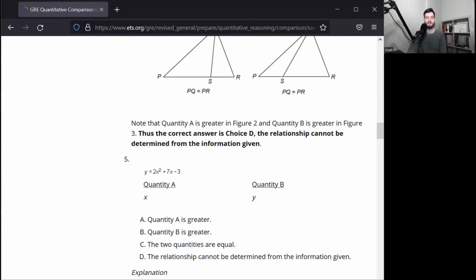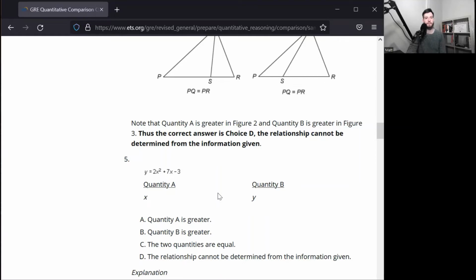So if I plugged in 0 for x, what would y be? Well, 0 squared times 2 plus 7x is obviously 0, minus 3. So 0 plus 0 minus 3. That would be negative 3. Y would be negative 3 in that case. So if x were 0, then y is negative 3. Well, that would make A greater in that case. Let's keep going.